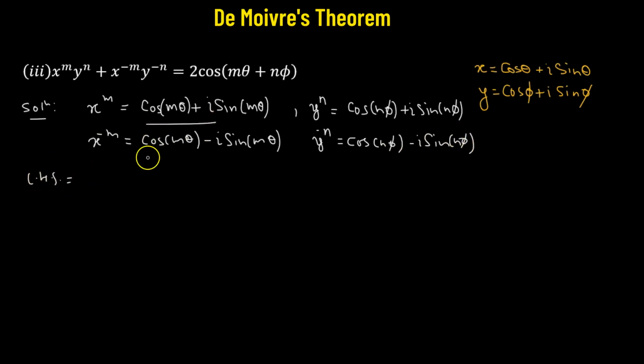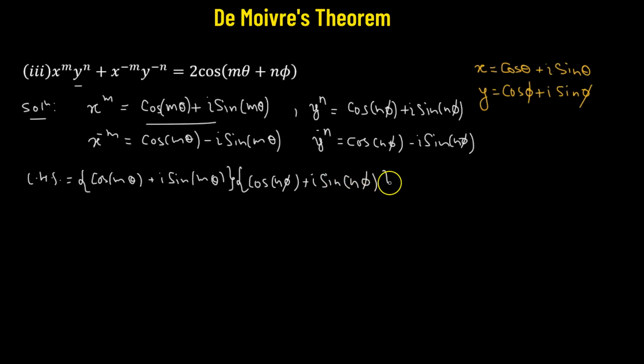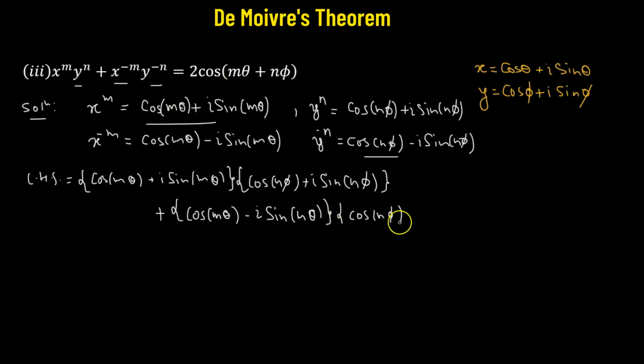All we have to do is consider x raised to the power of m, which is cosine of m theta plus iota times sine m theta. This will get multiplied by, again, y raised to the power of n. So this will be cosine of n phi plus iota times sine of n phi, added to x raised to the power of negative m. So here we have cosine of m theta minus iota times sine of m theta. This will get multiplied by y raised to the power of negative n. That means we have cosine of n phi minus iota times sine n phi.